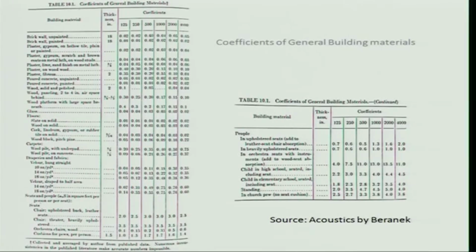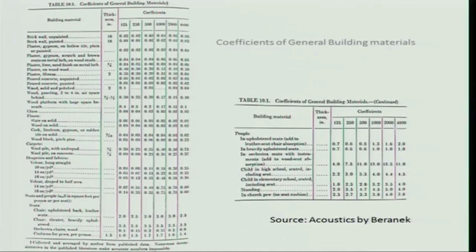These are the absorption coefficients for general building materials. I have taken this information from the text Acoustics by Beranek, and what you have is a table, part of which is reproduced here. Suppose you have an unpainted brick wall that is 18 inch, 1.5 feet thick. Then its absorption coefficient people have determined: at 125 Hertz it's 0.02, at 250 it's 0.02, at 500 it's 0.03 and so on and so forth.